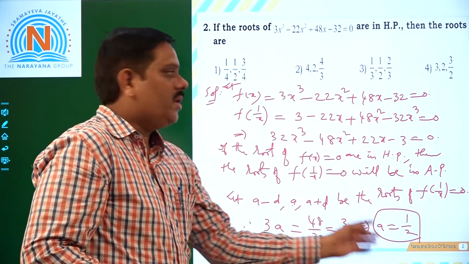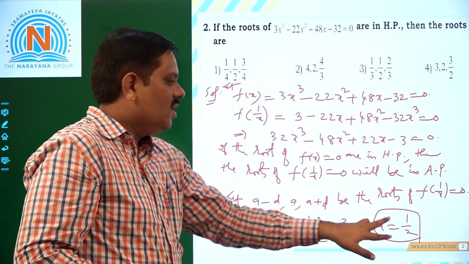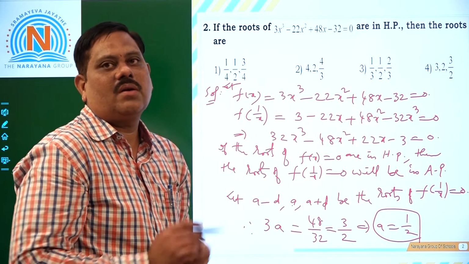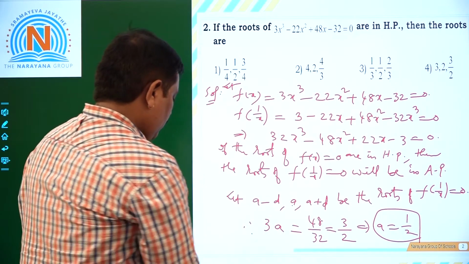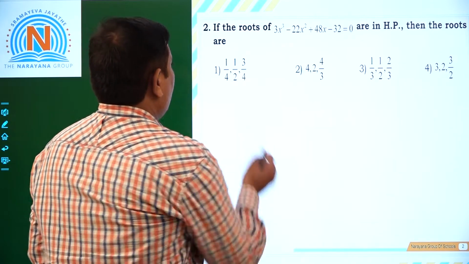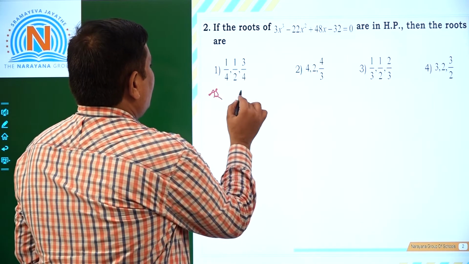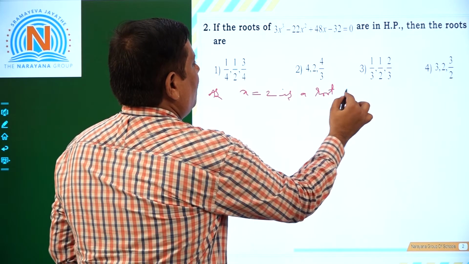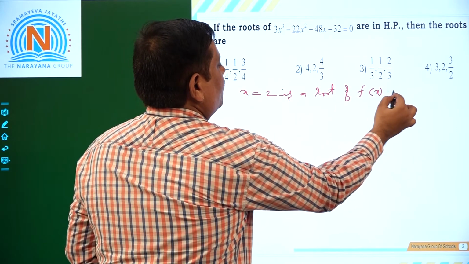Here a is equal to 1 by 2 is a root of f of 1 by x is 0. So its reciprocal, 2, will be the root of this equation. That's what I am going to use. Now, as x is equal to 2 is a root of f of x is equal to 0.